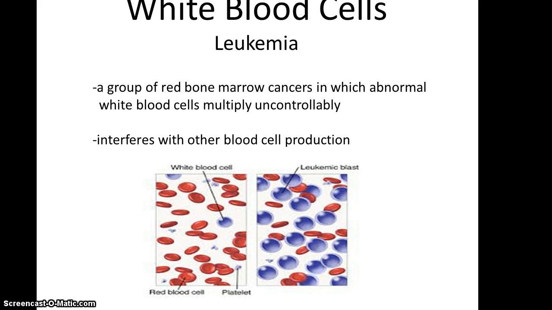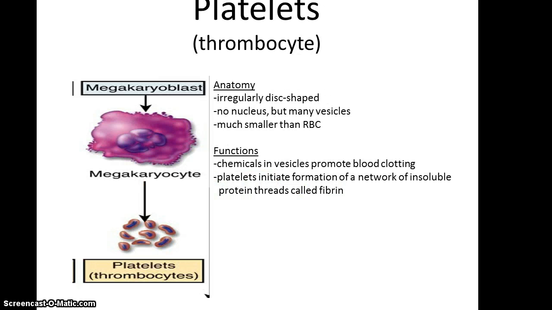Now, a problem you can have with white blood cells is what's called leukemia. This is a cancer. It's in the red bone marrow, and it ends up leading to an abnormal production of white blood cells. These cells multiply uncontrollably. They end up overwhelming your bloodstream so that you basically are producing lots and lots of abnormal non-functional leukocytes and very little red blood cells or other cells. And this can, of course, lead to major problems, including death.